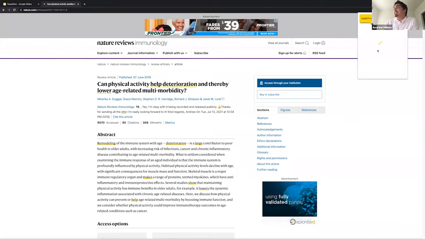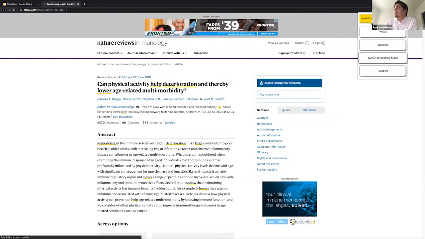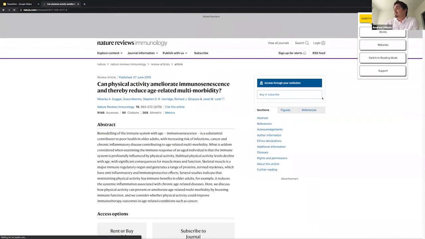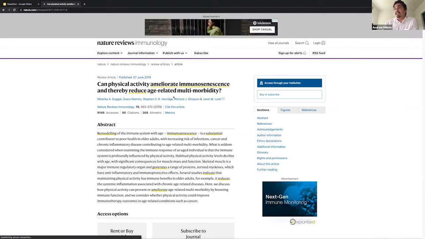And we can see the learning mode by clicking here. Now we see the actual text unaltered, except now it shows little tooltips, and so we can see what these actual words mean, or like the simpler alternatives, by hovering over these words.